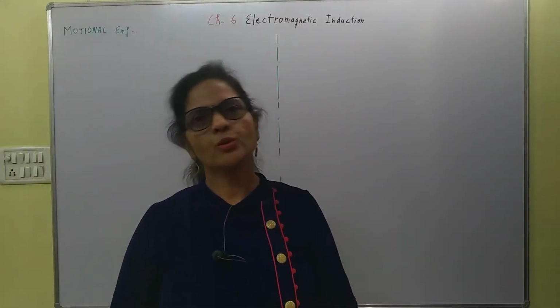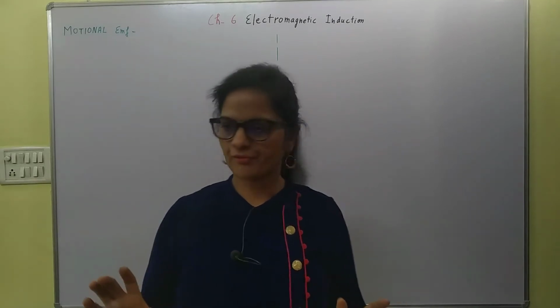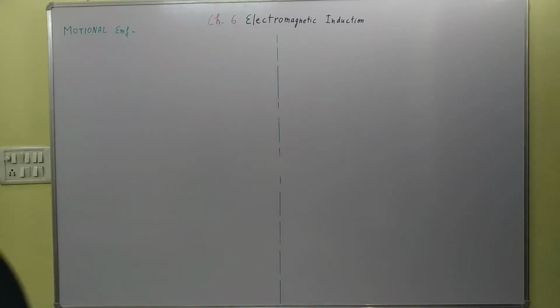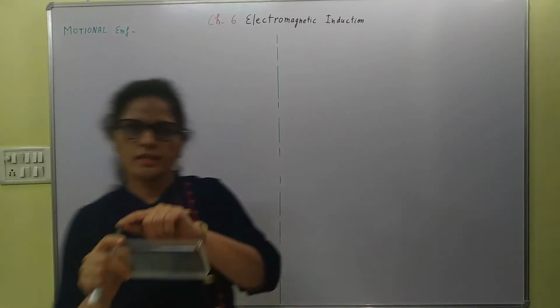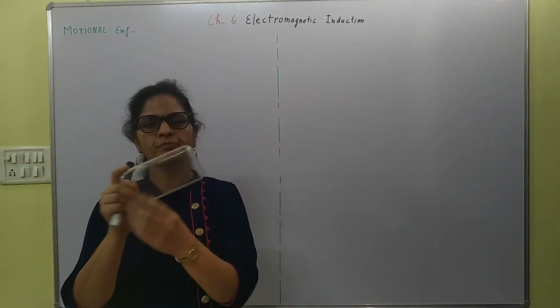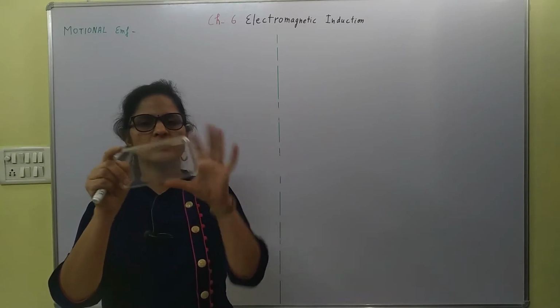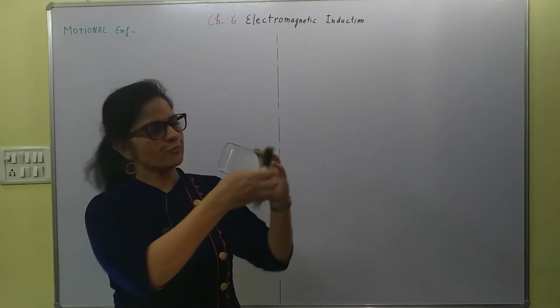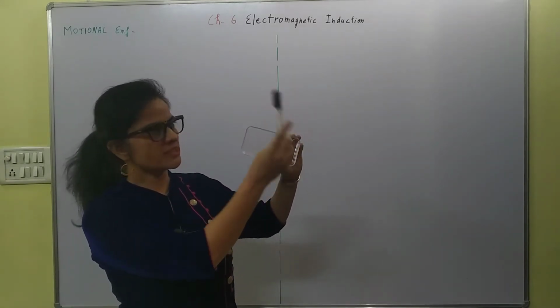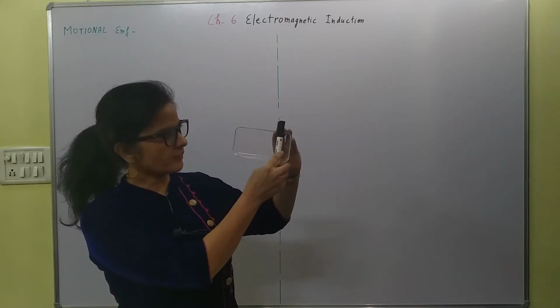Hello everyone. Today we will discuss motional EMF. For motional EMF, we have to take a conducting rectangular loop. These are the first, second and third arms, and the fourth arm is movable. This is also conducting. This is movable.